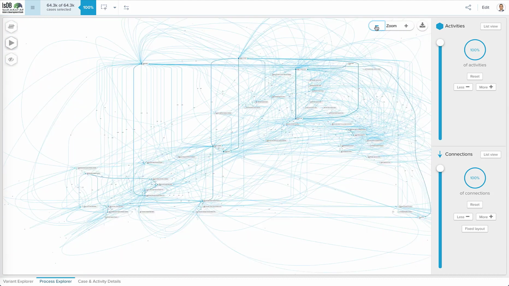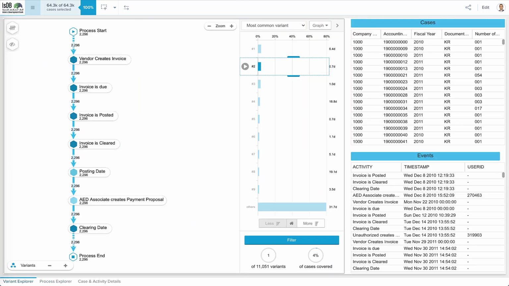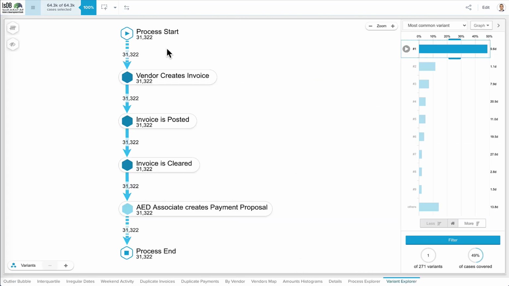It is not humanly possible to make sense of this data without help, so we turn over to the Variant Explorer, which bundles together similar cases. The process starts when the vendor creates and sends an invoice, which is received and posted in SAP. The invoice is then cleared and the accountant prepares a payment. This is one variant of the process and it covers 31,000 cases.